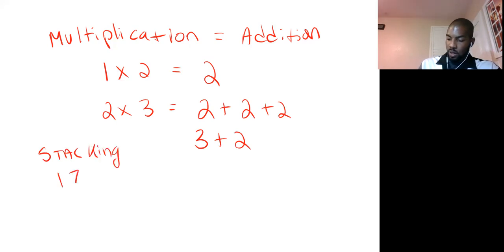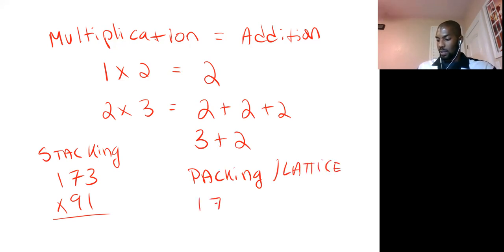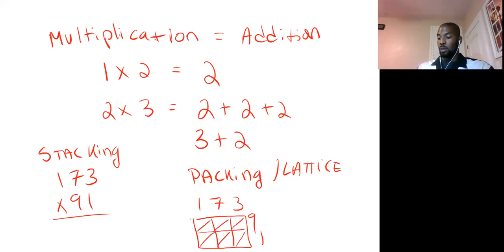which is when you put 2 numbers on top of each other, or you can use packing, also known as lattice multiplication, so called for the grids it creates. 173 times 91. Either way you go, as long as you know your multiplication facts or you're able to understand this concept here, you are good to go.